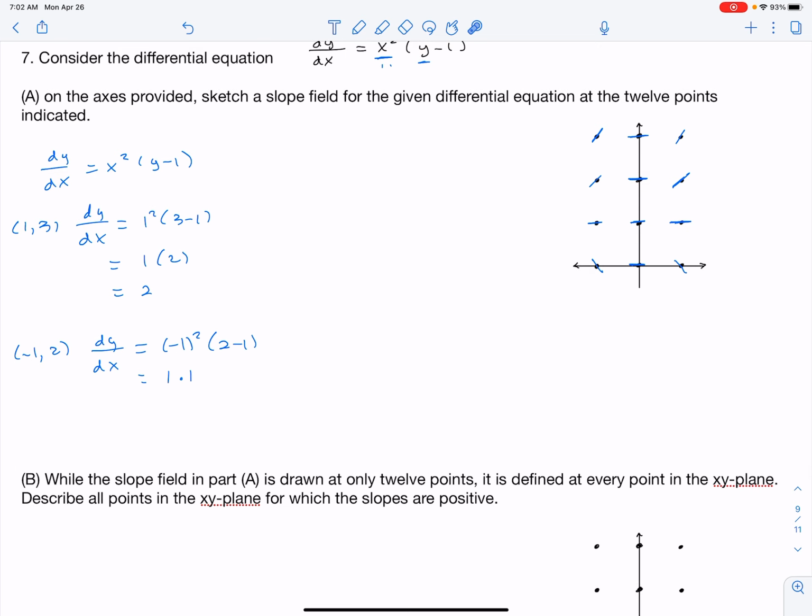Let's talk about it. So they're positive, of course, when x is not equal to 0, right? Because when x equals 0, the slope is 0. So that's one case where they're not positive.